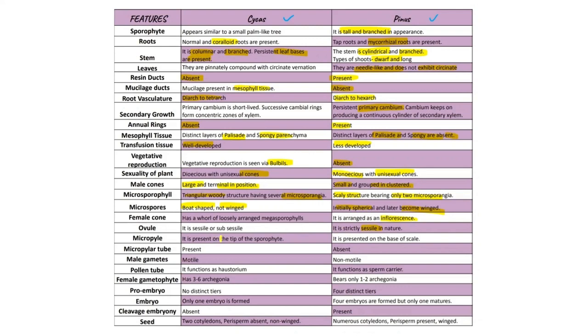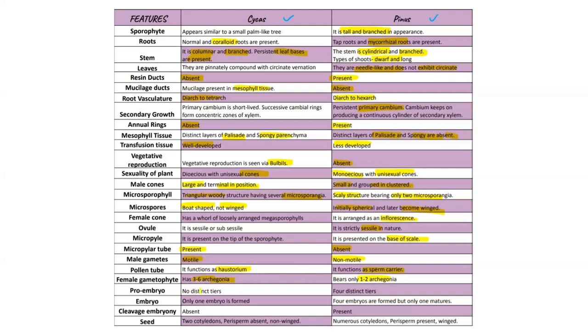The micropyle in the case of cycas is present on the tip of the sporophyll, whereas it is present at the base of the scale in the case of pinus. The micropylar tube is present in cycas, whereas it is absent in pinus. Male gametes are motile in the case of cycas, whereas they are non-motile in pinus. The pollen tube functions as a haustorium in cycas, whereas it only functions as a sperm carrier in the case of pinus. The female gametophyte may contain 3 to 6 archegonia in cycas, whereas 2 archegonia are present in pinus.